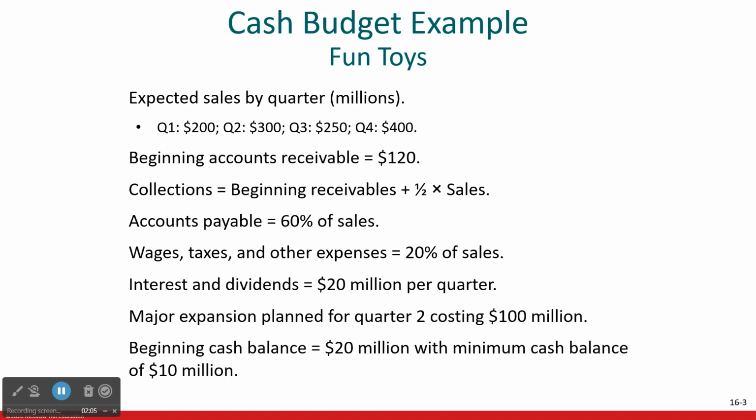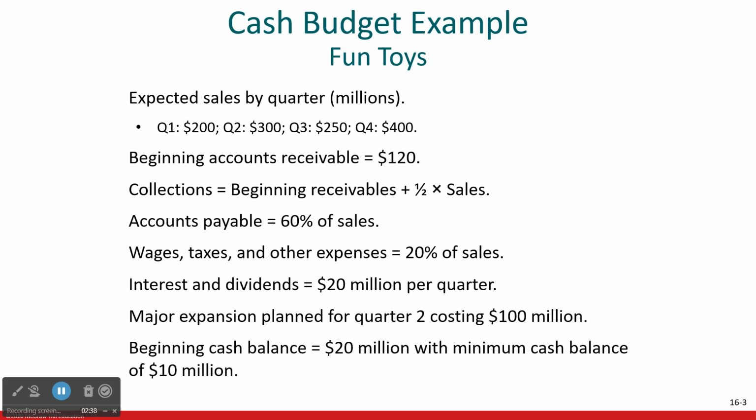We see that our accounts payable is 60% of sales. What this would essentially mean is that our cost of goods sold would be 60 cents for every dollar of sales. Wages, taxes, and other expenses are 20% of sales. This would be something that we would learn by doing common size financial statements from past periods to understand what those averages are.